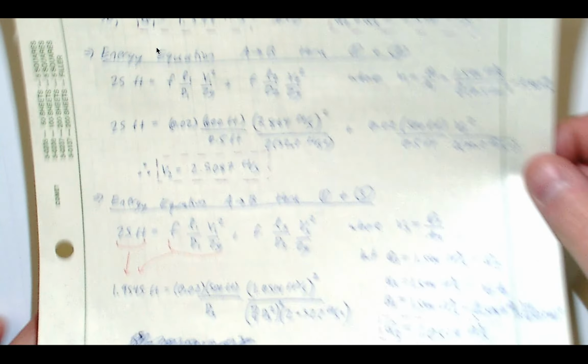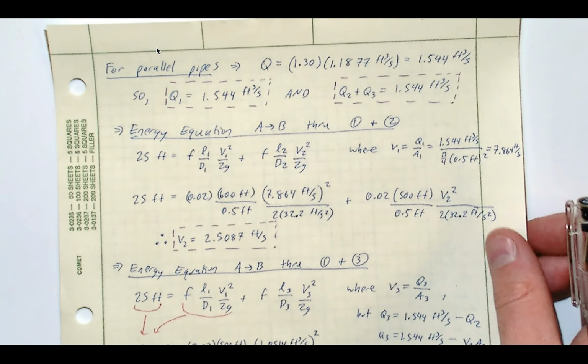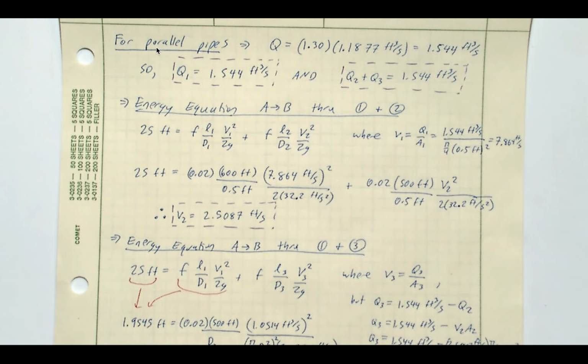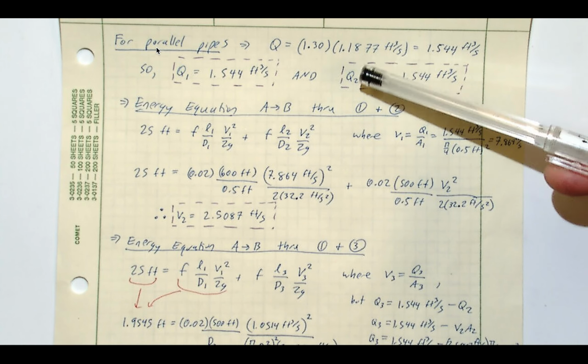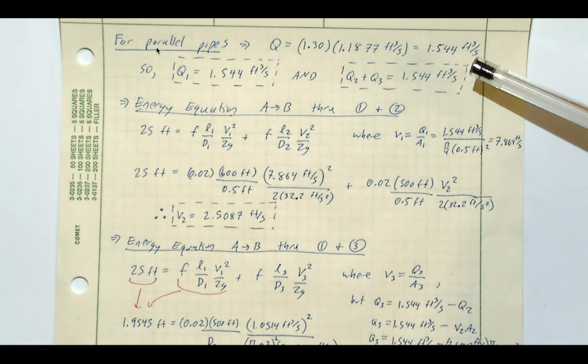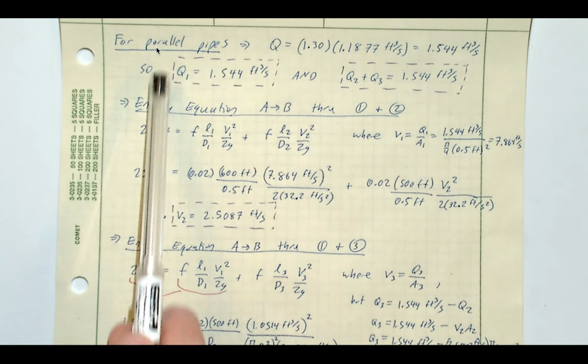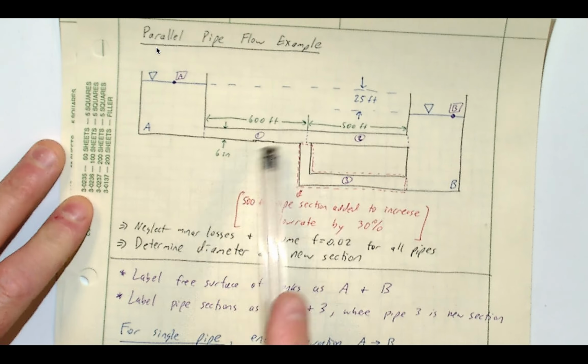Okay, we now know that when we add in the second pipe, the constraint there is that it increases the volumetric flow rate by 30%. So we have a 1.3 factor times the single pipe volumetric flow rate, which gives us 1.4544 feet cubed per second. And that is going to be the volumetric flow rate in the first pipe, which is then now split.